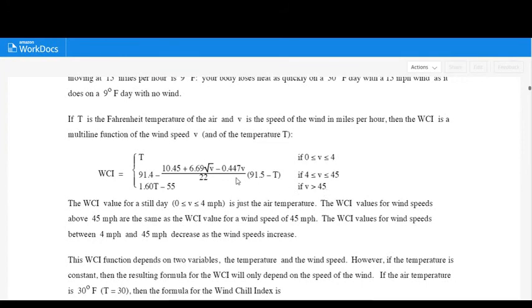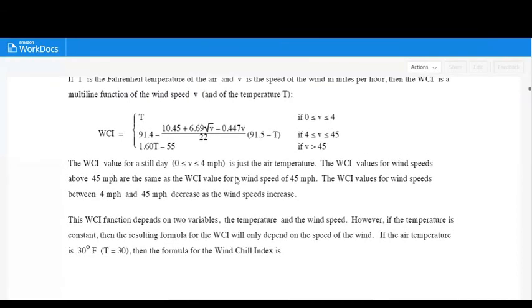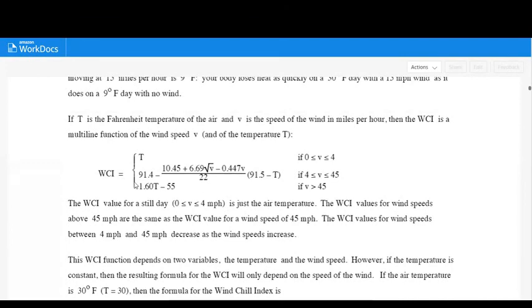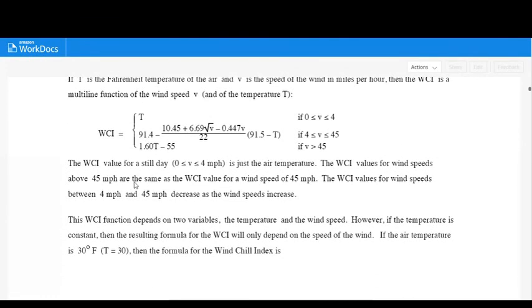Okay? So, kasi nakita natin kanina or nabasa natin kanina na yung WCI is being affected by two variables: the temperature and the wind speed. However, if the temperature is constant, kumbaga same lang yung temperature, then the resulting formula for the WCI will only depend on the speed of the wind. Kumbaga kung hindi nagbabago yung temperature, so surely yung WCI is dependent only on the speed of the wind.